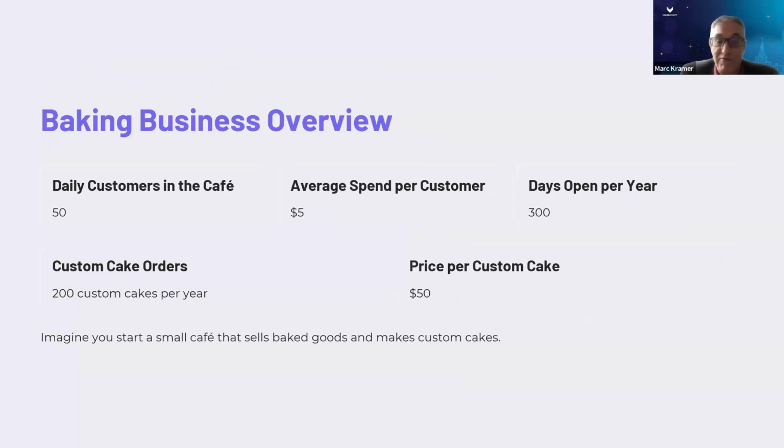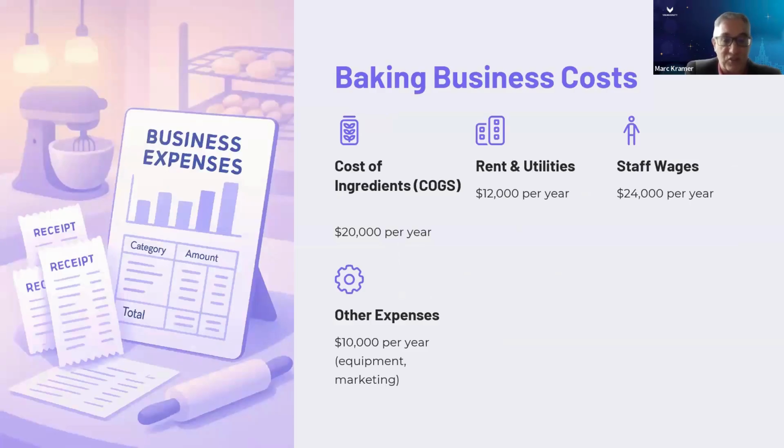A baking business: you might get 50 daily customers coming in, spending an average of $5 a customer. You're open 300 days of the year because you're taking time off for holidays and vacation, and you're not open every day of the year. You have custom cake orders of 200 custom cakes per year at $50 a cake. And that small cafe that you're running actually does pretty well, because the cost of the ingredients is 20,000, the rent is 12,000, staff wages are 24,000, other expenses like equipment and marketing are 10,000.